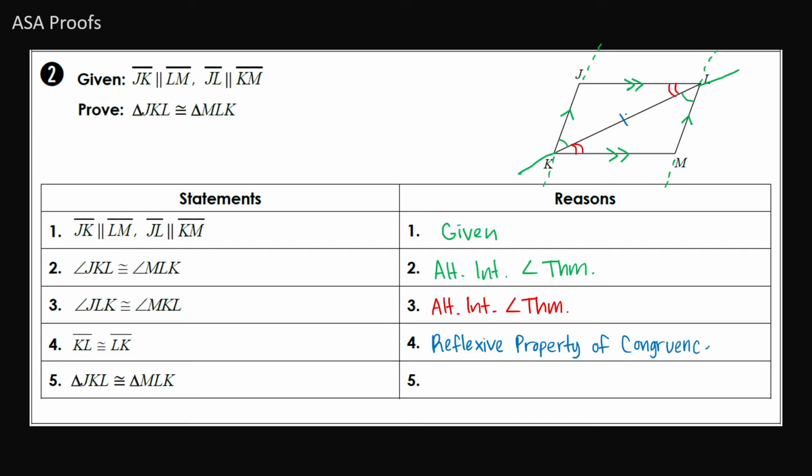So if we take a closer look at our diagram, I'm seeing one pair, two pairs of congruent angles, and an included side, meaning the side is sitting in between these congruent pairs of angles. So our last step: triangle JKL is congruent to triangle MLK because of angle, side, angle. There we go. For more proofs and practice with angle, side, angle congruence, try out problems 1 and 3.